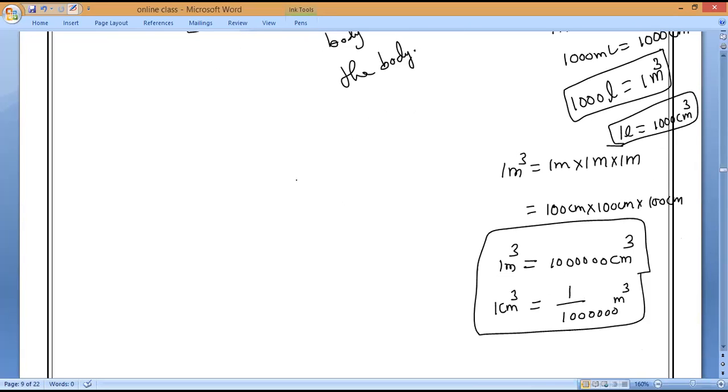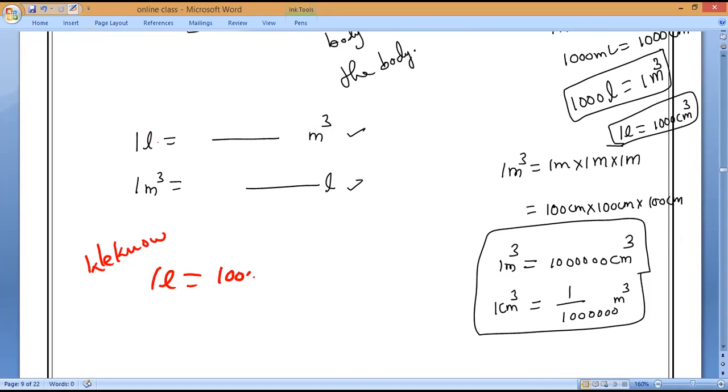Now, let us discuss. We want the relationship between 1 liter is equal to dash cubic meter, and in the same way, 1 cubic meter is equal to dash liter. Shall we start proving now? Okay. Observe, we don't know the relationship between 1 liter and 1 cubic meter. Now, we know 1 liter is equal to 1000 cubic centimeter. Is it right or wrong? Any doubt? Yes, sir.